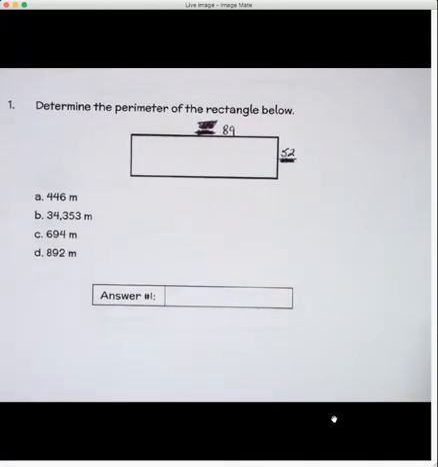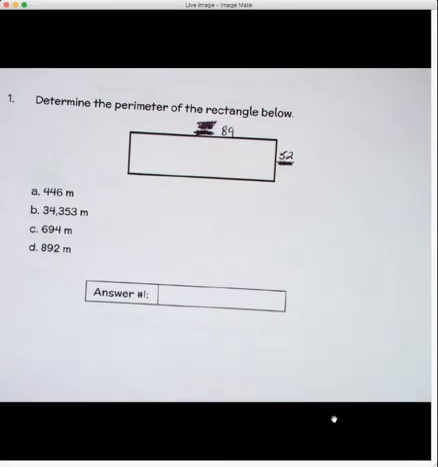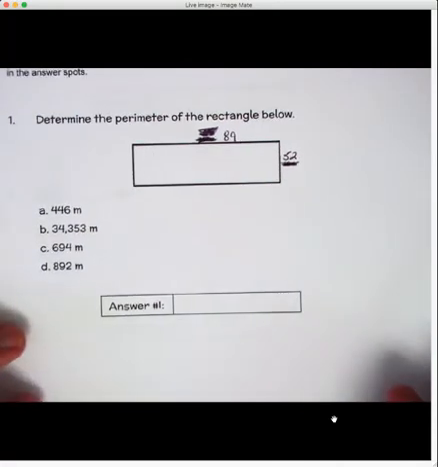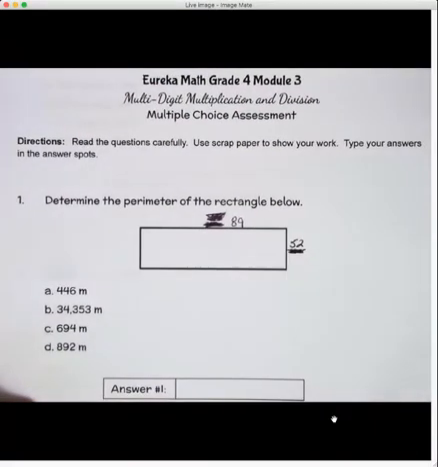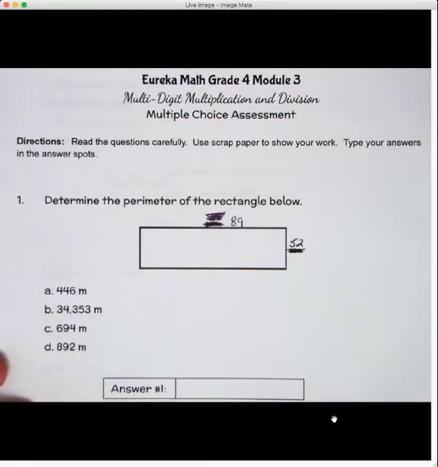Okay, math geniuses, we are ready for test review. You have your module 3 test tomorrow. We finished all the lessons in module 3. So tomorrow for your math, you won't have a lesson. You'll just have an assignment to do the test.